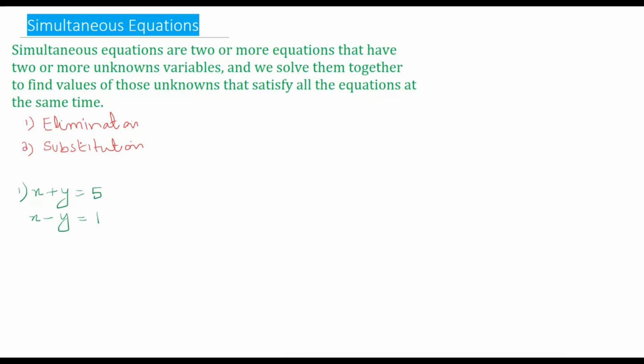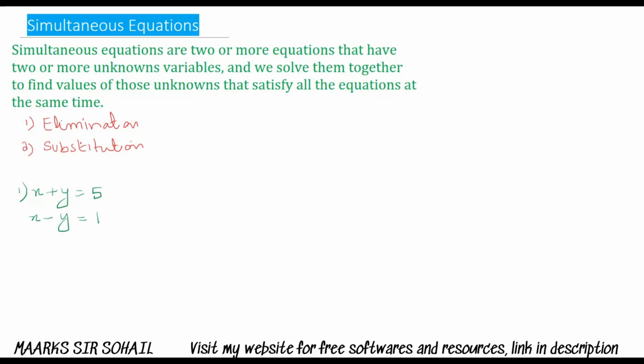Simultaneous equations are two or more equations. You can see that there are two variables here, x and y, and we solve them together to get the values which satisfy them. Like if we put the values of x and y in this equation, or this equation, it is satisfied. So first I'll solve it and then I'll show you how to check whether you have done it correctly or not.